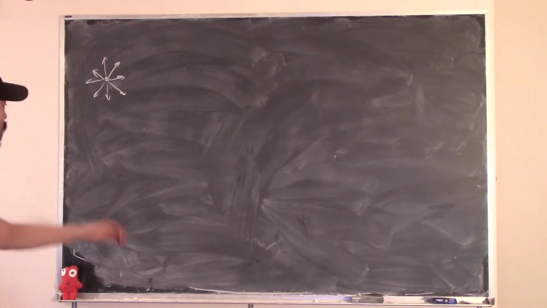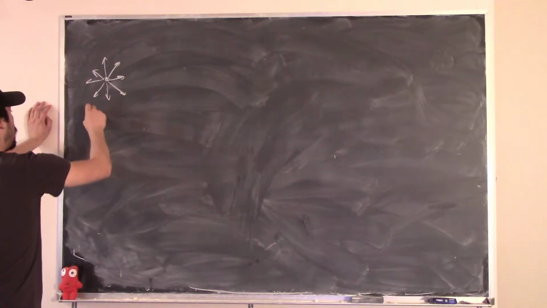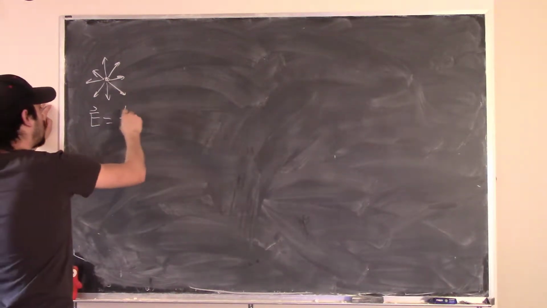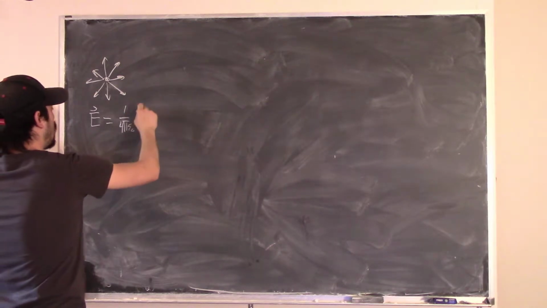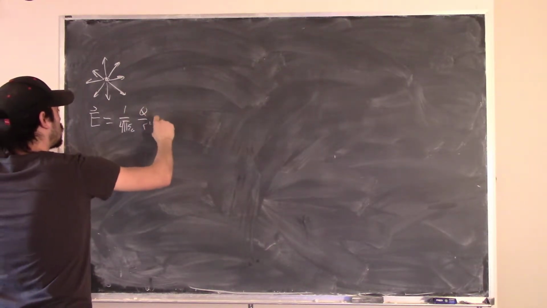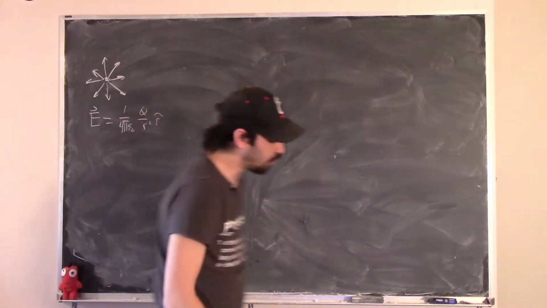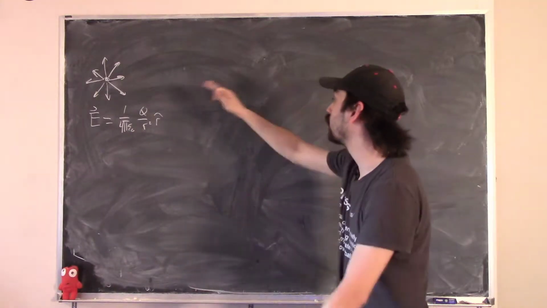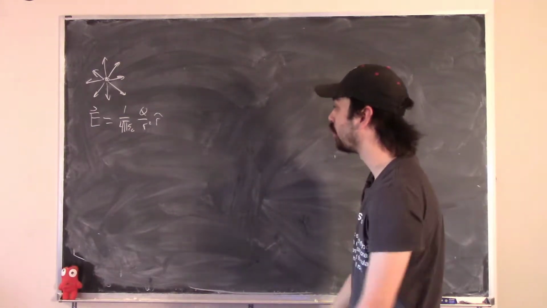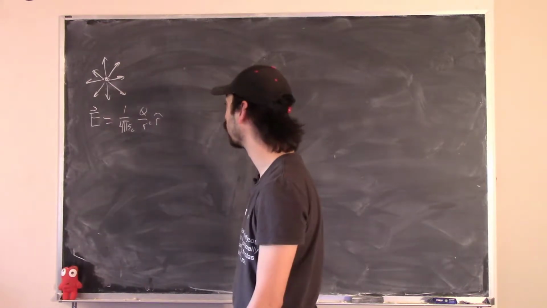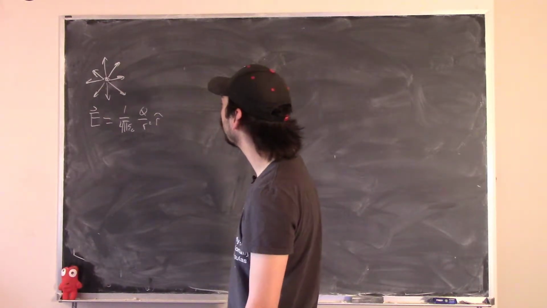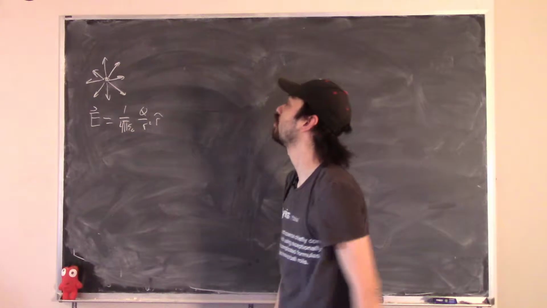Now we know from Coulomb's law that the E vector is equal to 1 over 4 pi epsilon naught q divided by r squared times r hat. Now, in this case, what we wanted to do is show how we could use Gauss's law to come back to this same result. And the way that we did that was we exploited the symmetry of the situation.